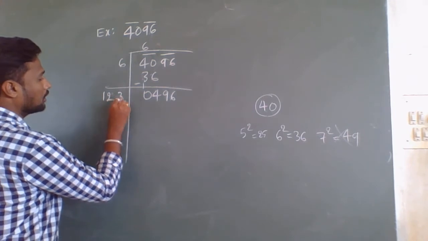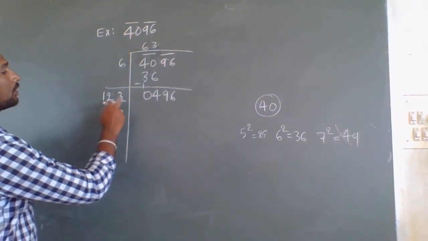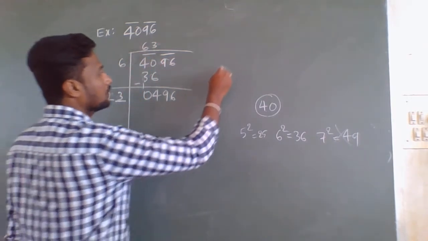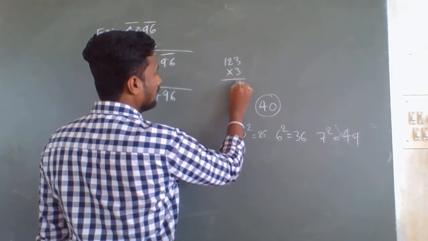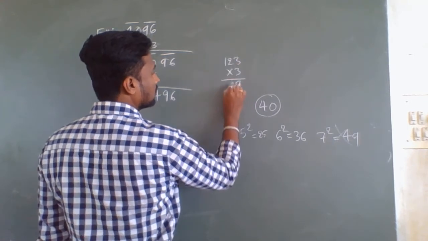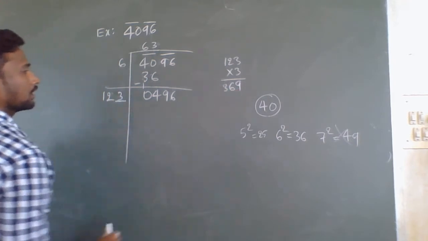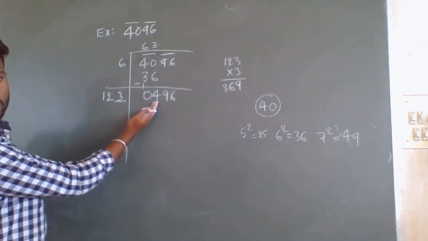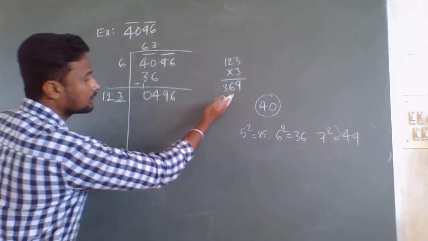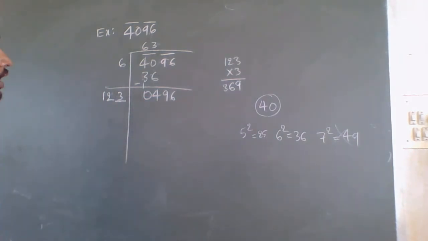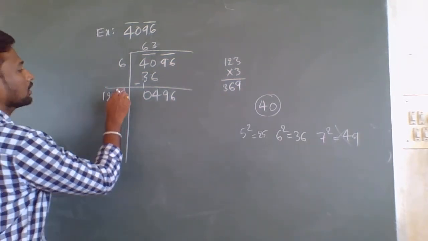So I will check with 3. Suppose for example here I have written 3. Here also you should write 3 only, means 123 into 3. So I will check here, 123 into 3 means what you will get? 3 into 3, 9. 3 into 2, 6. 3 into 1, 3. Which is equal to 369. But here we have 496, which is greater than 369.